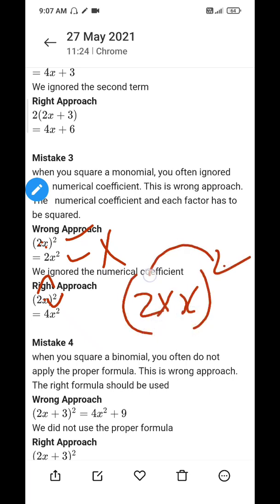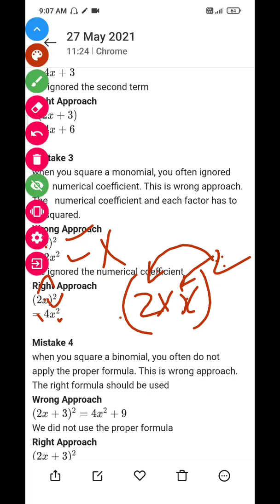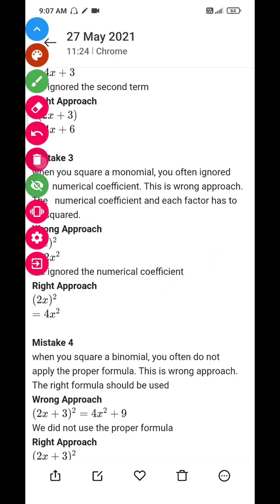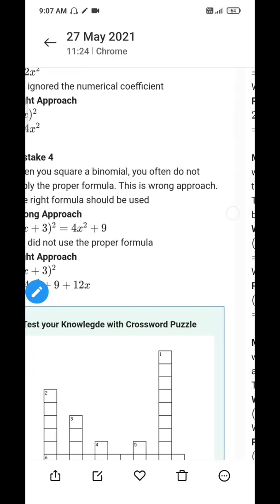So this square must be given to both. 2 squared is 4 and x squared is x squared. This is the right approach. Now let's see the last mistake that is possible to happen.